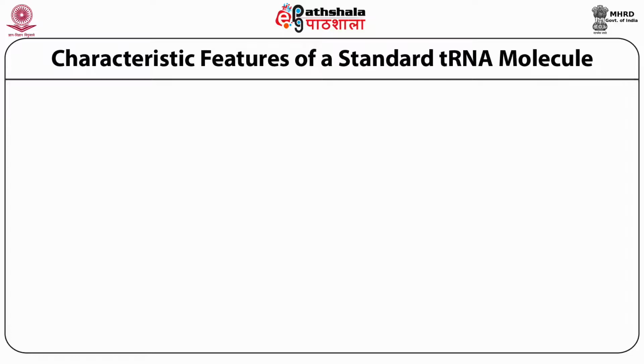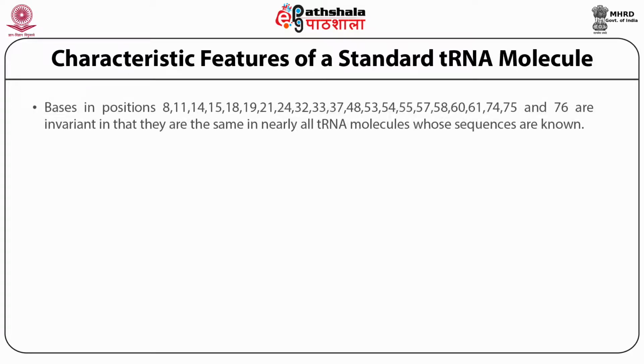What are the characteristic features of a standard tRNA molecule? In the figure, some numbers are given. Let us explain what those are. Bases in positions 8, 11, 14, 15, 18, 19, 21, 24, 32, 33, 37, 48, 53, 54, 55, 57, 58, 60, 61, 74, 75 and 76 in the previous figure are all invariant, in that they are the same in nearly all tRNA molecules whose sequences are known.